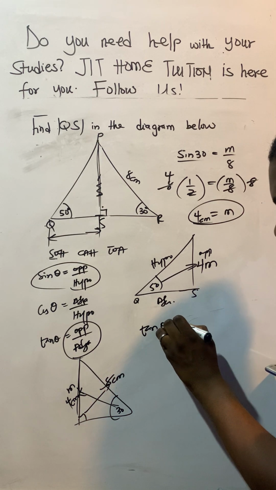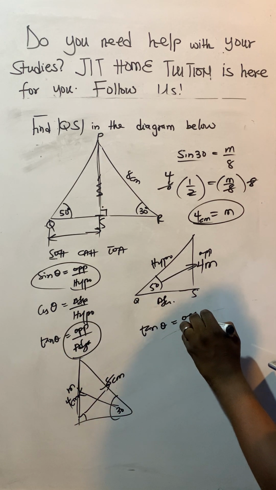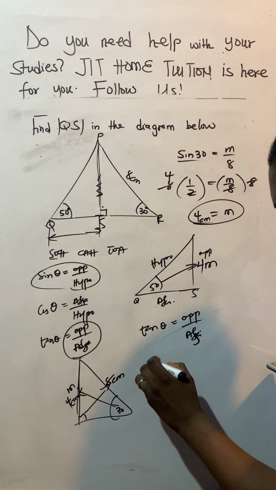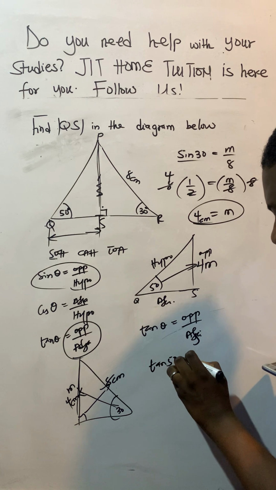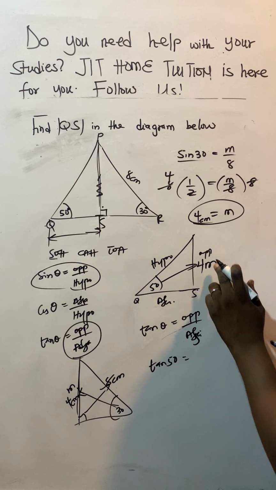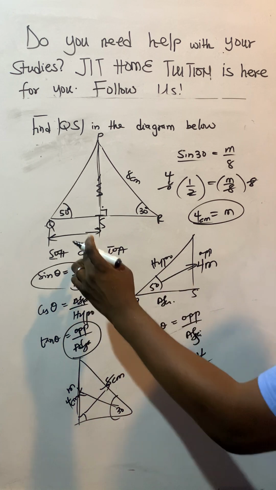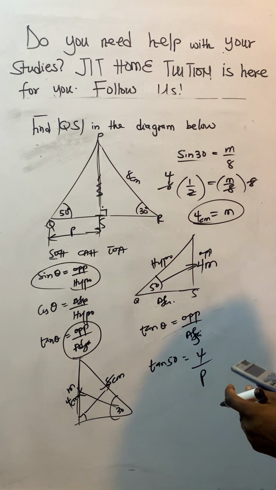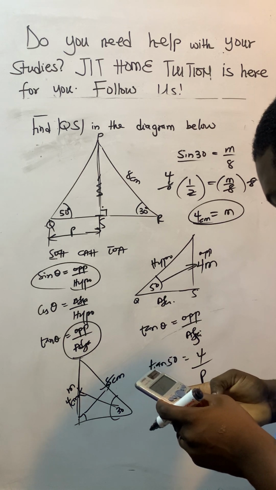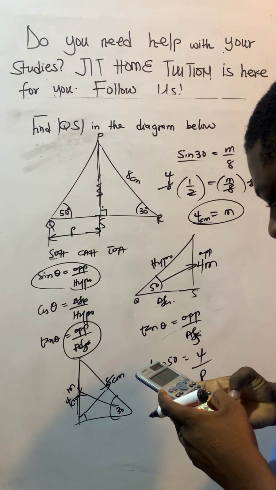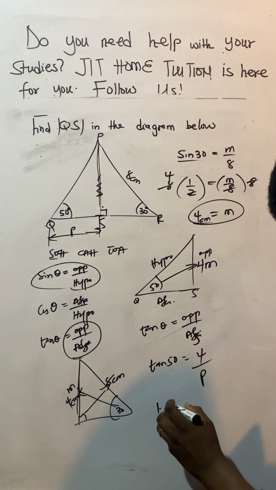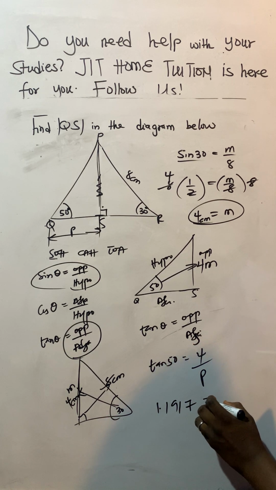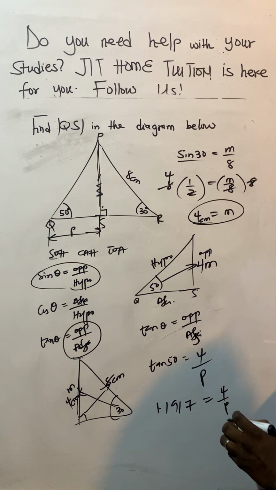So you have tan theta, which is equal to opposite over the adjacent. But what is the angle? It is tan 50, all right? And what is the opposite? It is 4. What is this side that you are looking for? You can say that probably P. So P. Now what is tan 50? Tan 50, what do you have? That is 1.1917 equal to 4 on P.